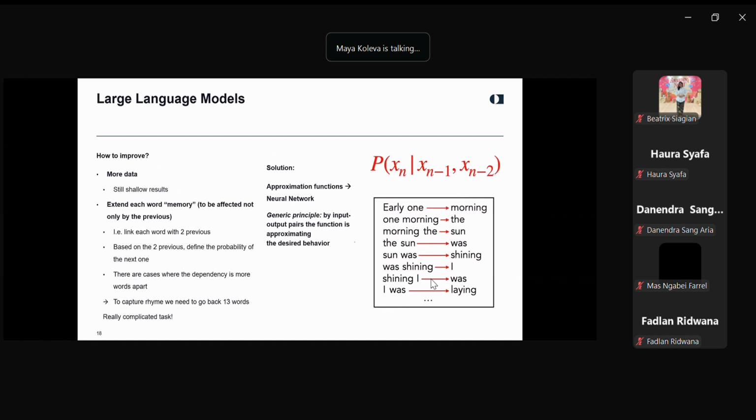You can't train a large language model on one verse of a Bob Dylan song. You need everything Bob Dylan has ever written. Then you need to extend each word memory because each word is not just affected by the previous word. It might be affected by the 2 previous or even more. For instance, research has shown that to capture rhyme, we need to go back 13 words on average.